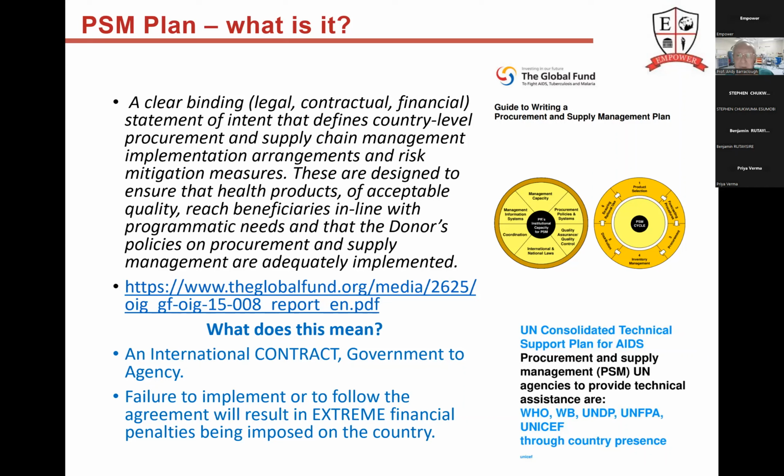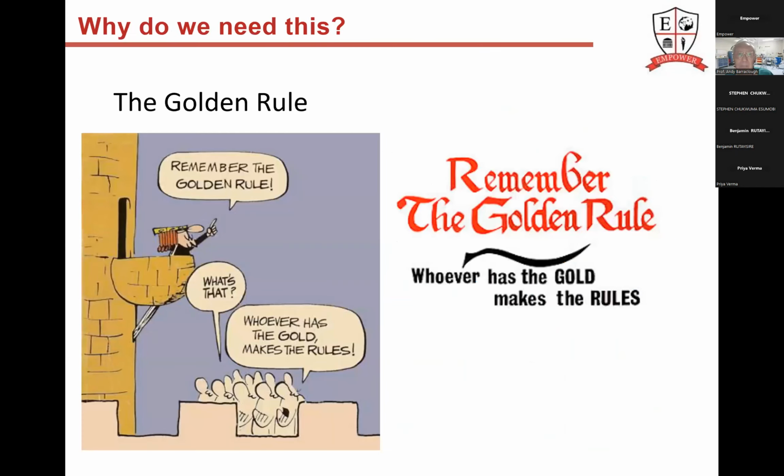In addition to the Global Fund, there's also the UN consolidated support for PSM plans. But I'm going to talk mainly about the Global Fund because all countries present today will have a Global Fund grant and will need to write a PSM plan.